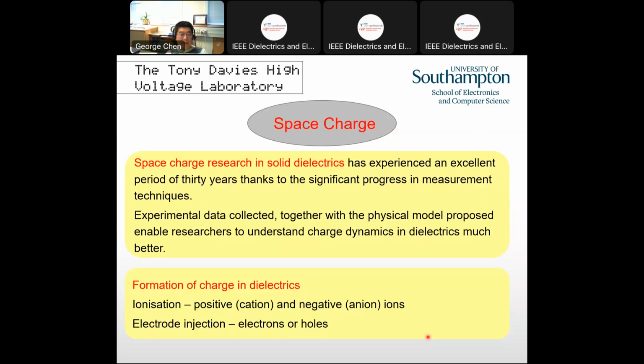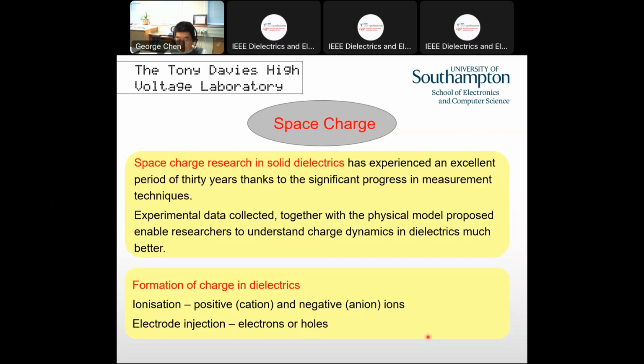When we consider the space charge in the dielectric material, we mainly have two sources. The first is what we call ionization. The second is charge injection through the electrode.